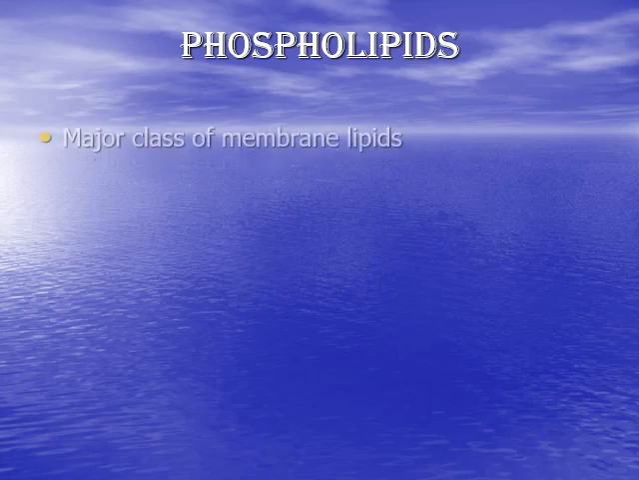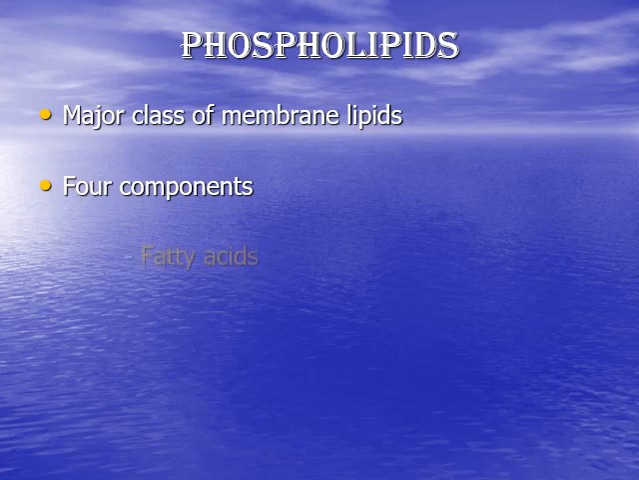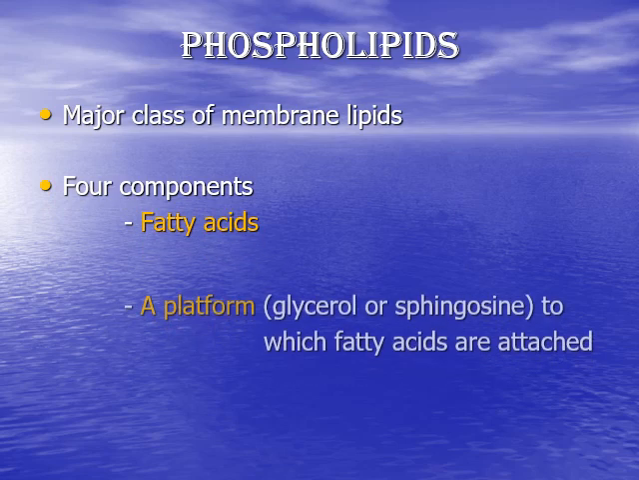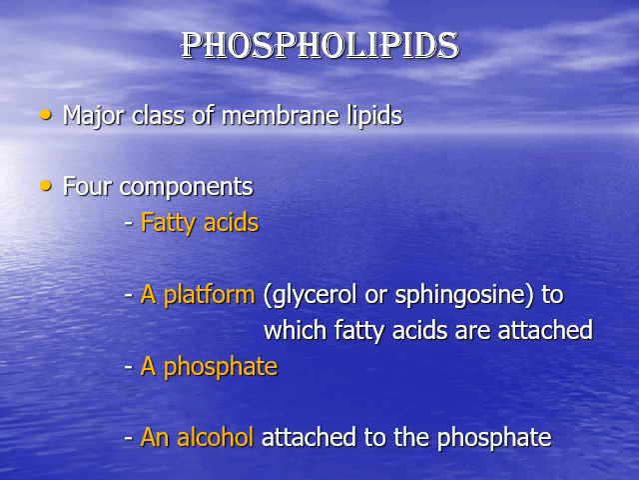Phospholipids. It is a major class of membrane lipids. It has four components. First component is fatty acid. Next is a platform or a backbone made up of glycerol or sphingosine alcohol to which fatty acids are attached. Next is a phosphate group and an alcohol attached to the phosphate.